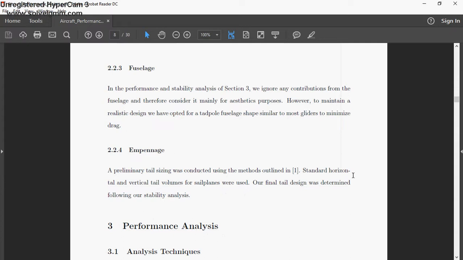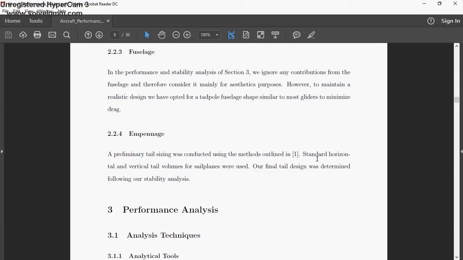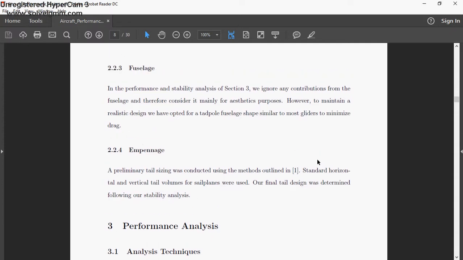For our fuselage, we mainly ignored any contributions from the fuselage in our performance and stability analysis. However, in order to maintain a realistic design, we did opt for a tadpole fuselage shape similar to most gliders to minimize drag. And finally, for the empennage, we conducted a preliminary tail sizing using the methods outlined in Gudmundsson's textbook. We used standard horizontal tail and vertical tail volumes for sailplanes, and our final tail design was determined following the stability analysis.